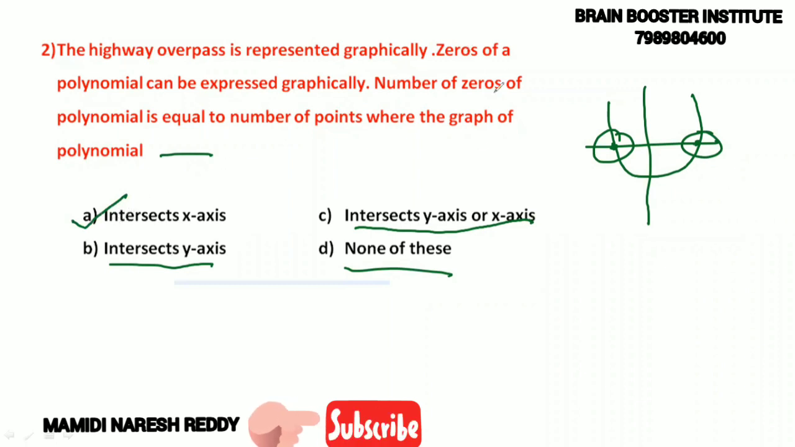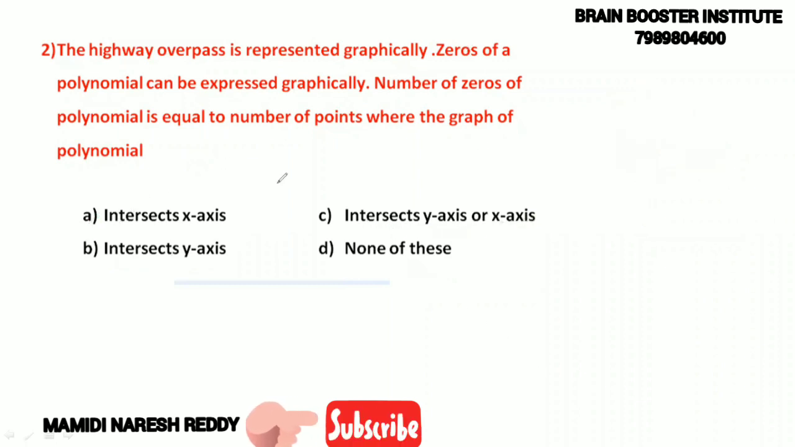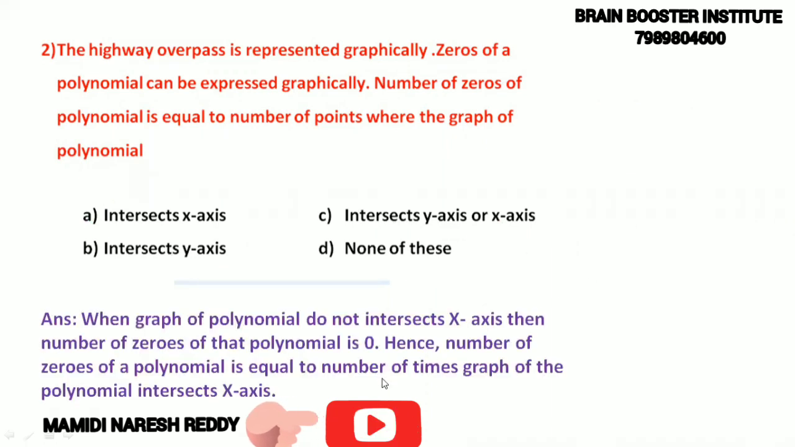Okay, so let's go to the deeper explanation here. You can see this is an exact explanation of this problem. When the graph of the polynomial doesn't intersect the x-axis, then the number of zeros of that polynomial is 0. If the graph of the polynomial doesn't intersect the x-axis, it means it doesn't have any zeros here.